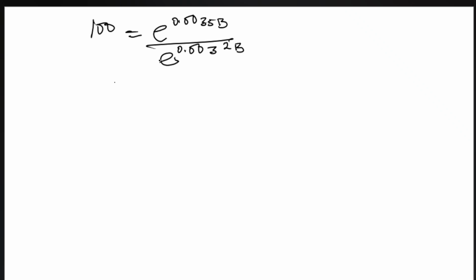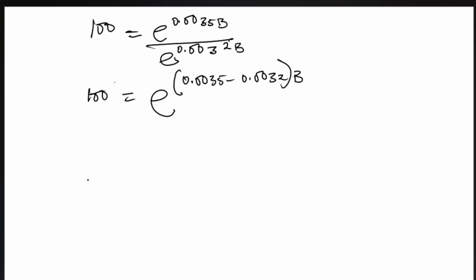You simply apply the law of logarithm that says since you have same values with different powers, what you do is you subtract their powers. Now in doing that, you simply have 100 will be equal to exponential raised to the power of 0.0035 minus 0.0032. Are we together? Remember, this is having what?